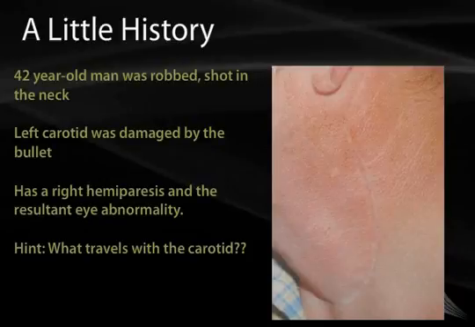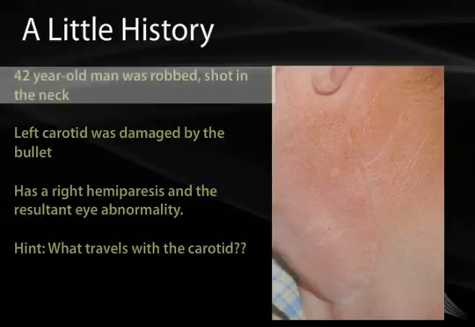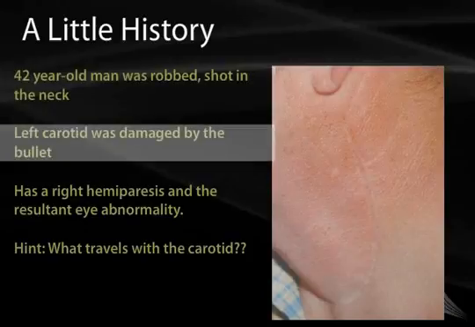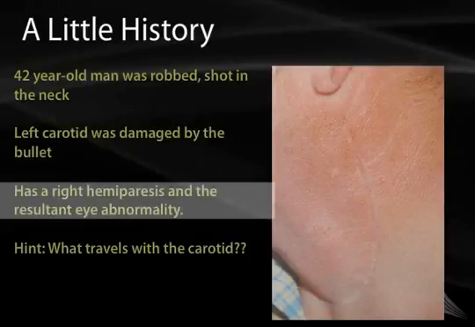Here's some more history on this patient. This is a 42-year-old man who was robbed. He was shot in the neck, and the left carotid was damaged by the bullet. And shown on the left is a picture of the scar after his surgery. After the injury, he had a right hemiparesis and the resultant eye abnormality that we saw in the previous slide.